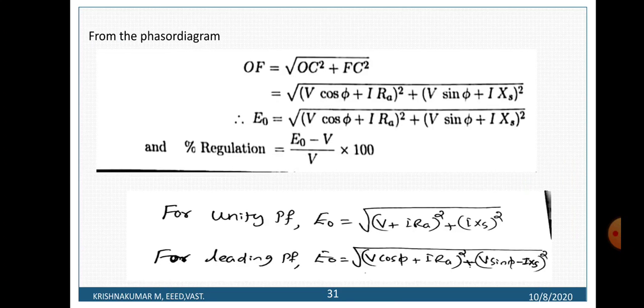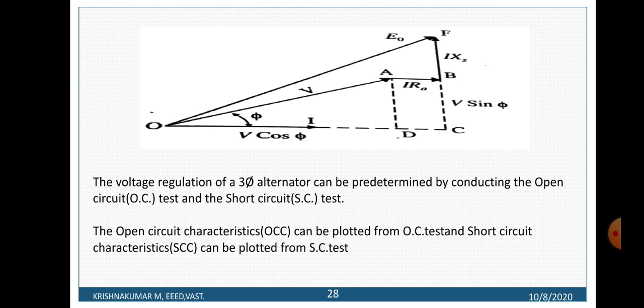That is what is being said here. OF is equal to root of OC square plus FC square, is equal to root of OC square, OC means V cos phi, OD plus DC. OC means OD plus DC, is equal to root of (V cos phi) the whole square plus (IRA) the whole square, because AB is equal to IRA and AB is equal to CD.